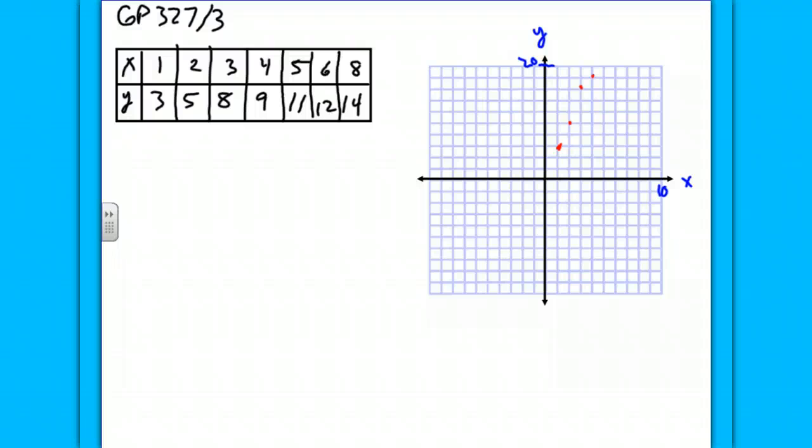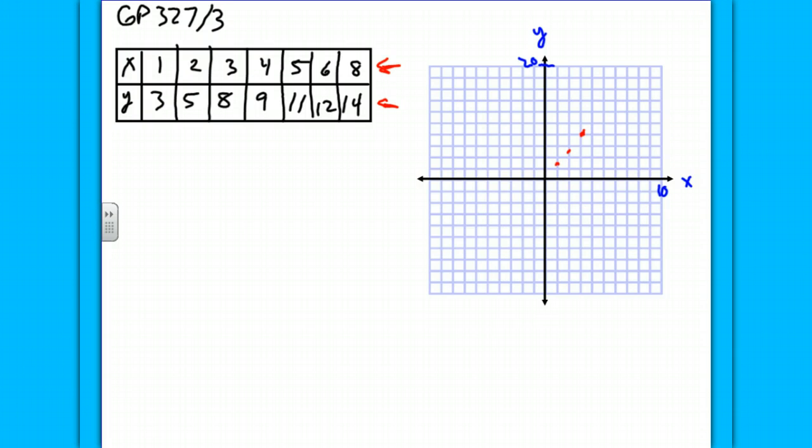Walk 4, fly 9. Oops, I see, we have a scale of 2 because look at that, the data goes all the way to 14. So walk 1, fly 3. Walk 2, fly 5. 3, fly 8. Notice I have a scale of 1 on the x-axis because these values don't go further than 8. But I have a scale of 2 on the y because these values go above 10.